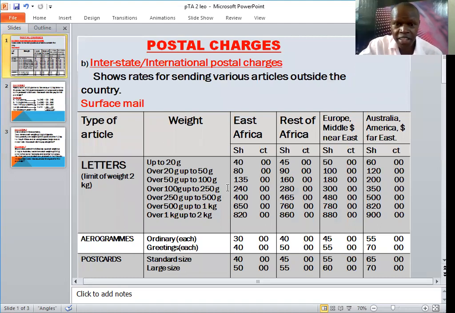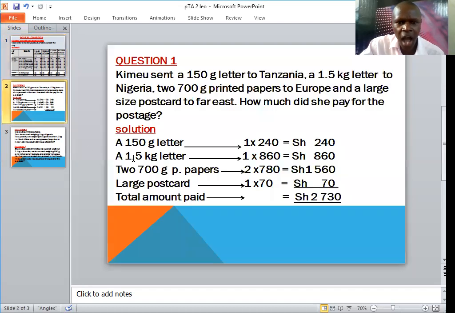Where's Tanzania? Tanzania is under East Africa. Yes, it is under East Africa. What was the weight of the letter? 150 grams. 150 grams is found under which range? Over 100 grams up to 250 grams. Then you follow that way, you'll find that it will be charged 240 shillings. That's why we have 240 shillings. How many letters? One times 240, definitely we have 240 shillings.